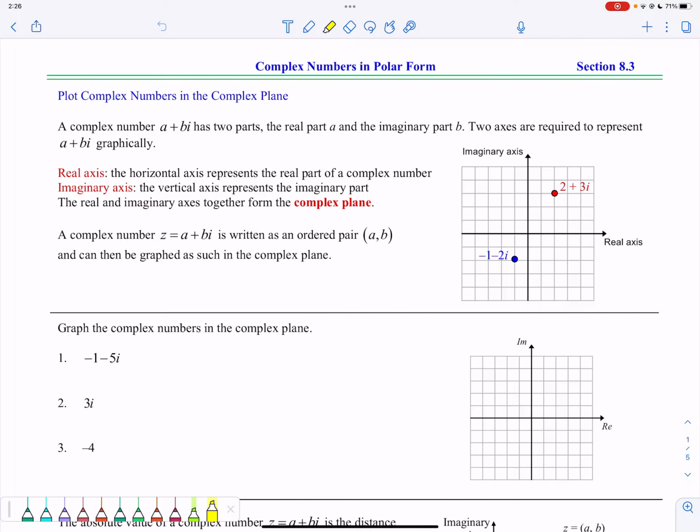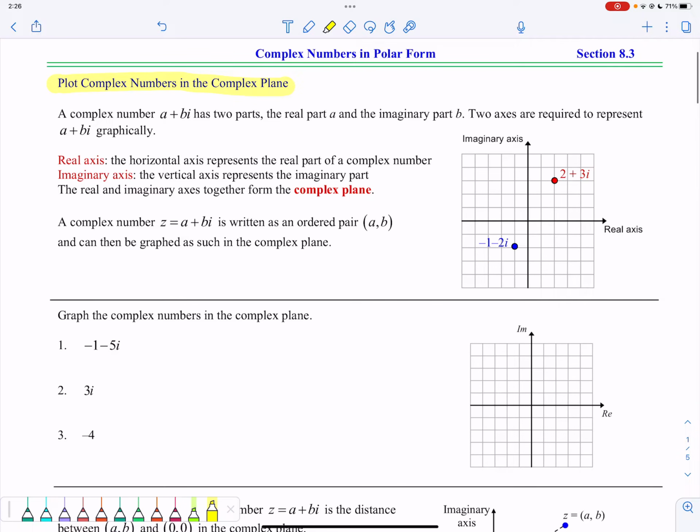This is section 8.3, complex numbers in polar form. We'll begin with plotting complex numbers in the complex plane. So a complex number has two parts. It has the real part, which is part a, and the imaginary part, which is part b.